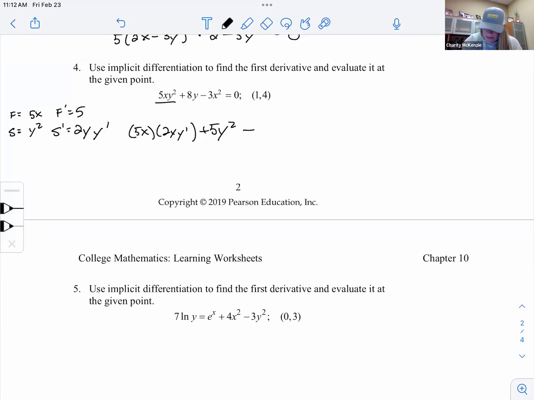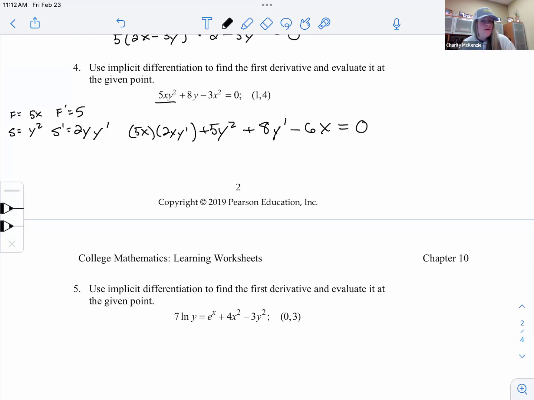Then the second term is 8y, so the derivative is just 8, but I took the derivative of a y, so we'll add in that implicit y prime by the 8. And then the next one just has an x, so 2 times 3 is negative 6x equals 0.